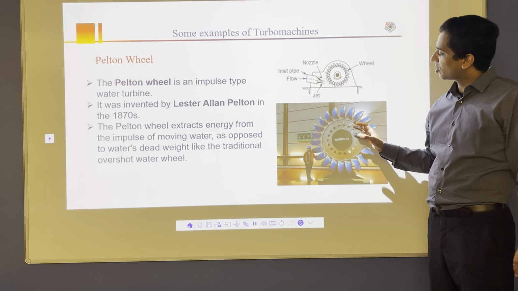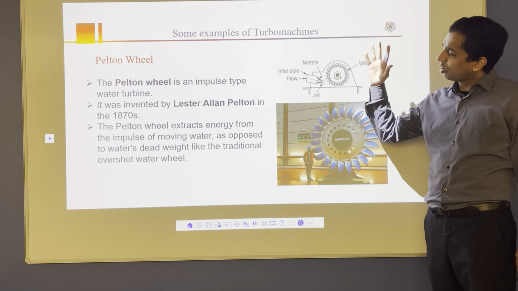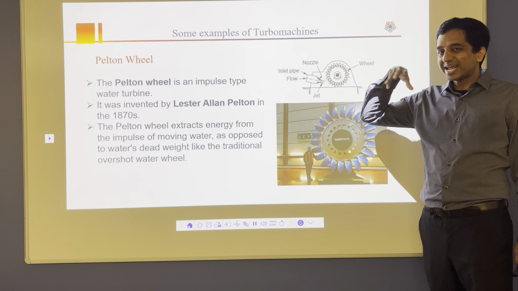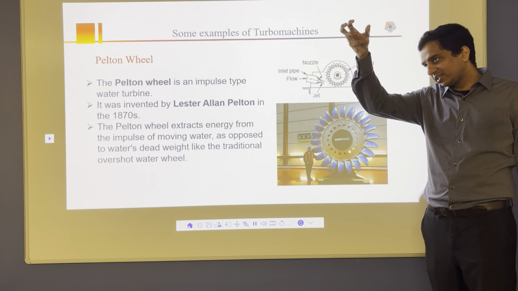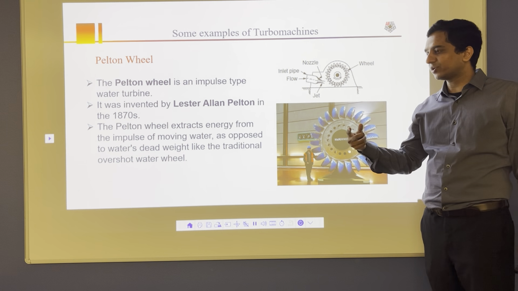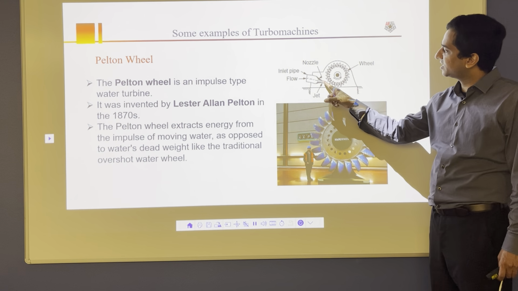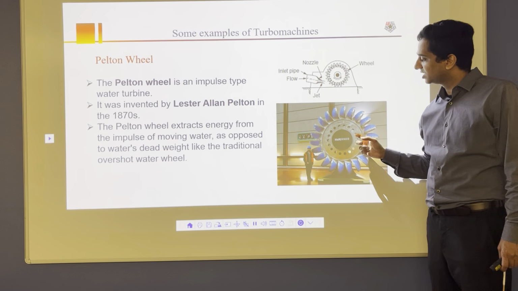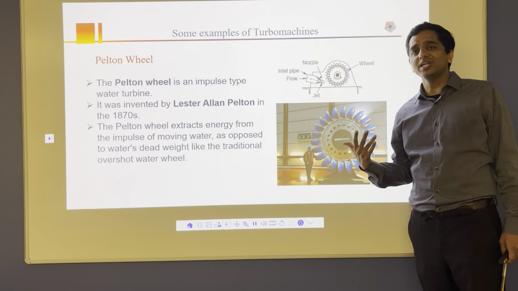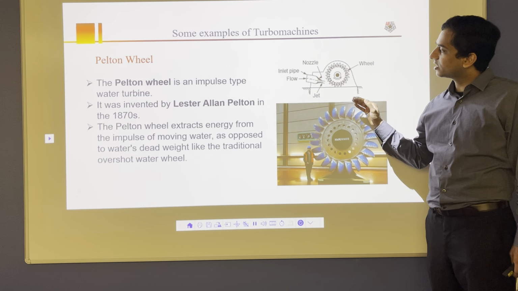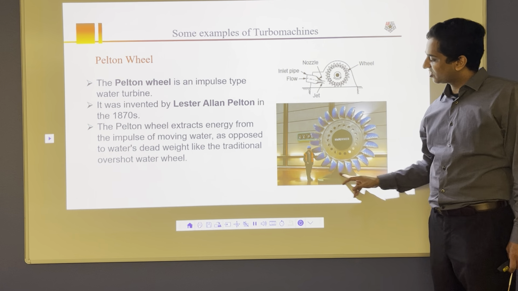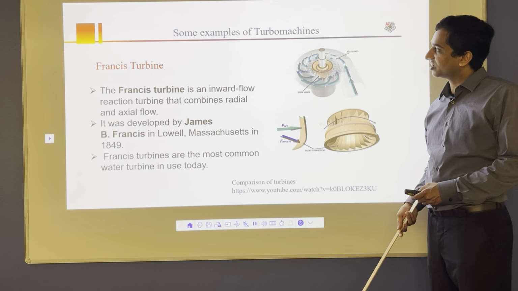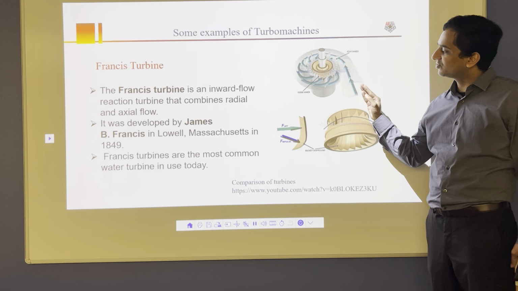Then the Pelton turbine or Pelton wheel. If the water is stored somewhere large in the mountain, then it has large potential energy. You take that water down and convert that potential energy to kinetic energy. That kinetic energy falls on these buckets, rotates the buckets, and converts into mechanical energy. Then you can convert that mechanical energy to electricity. So that's your Pelton turbine or Pelton wheel, and it has these large buckets to convert that kinetic energy into mechanical energy. And then widely used is the Francis turbine.